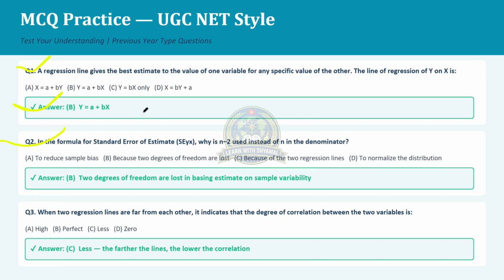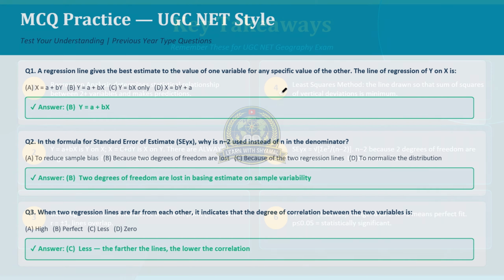Question 2. In the formula of standard error of estimate SEYX, why is n minus 2 used instead of n in the denominator? Correct answer, option B, because 2 degrees of freedom are lost in basing the estimate on sample variability. When two regression lines are far from each other, it indicates that the degree of correlation between the two variables is, correct answer option C, less. The farther the lines, the lower the correlation.